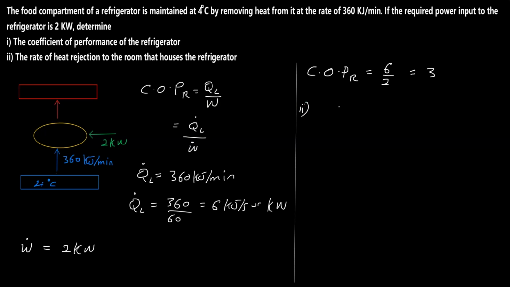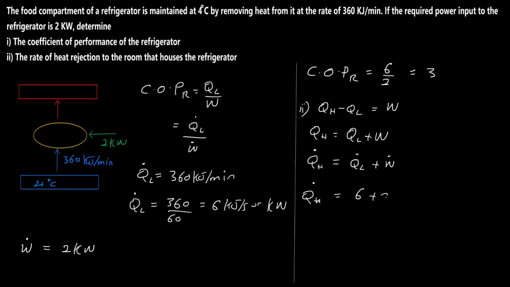For a refrigerator, QH minus QL equals W. So QH equals QL plus W. And Q̇H, the rate of heat rejection of the refrigerator, is equal to Q̇L plus Ẇ. So we obtain Q̇H as 8 kilowatts.